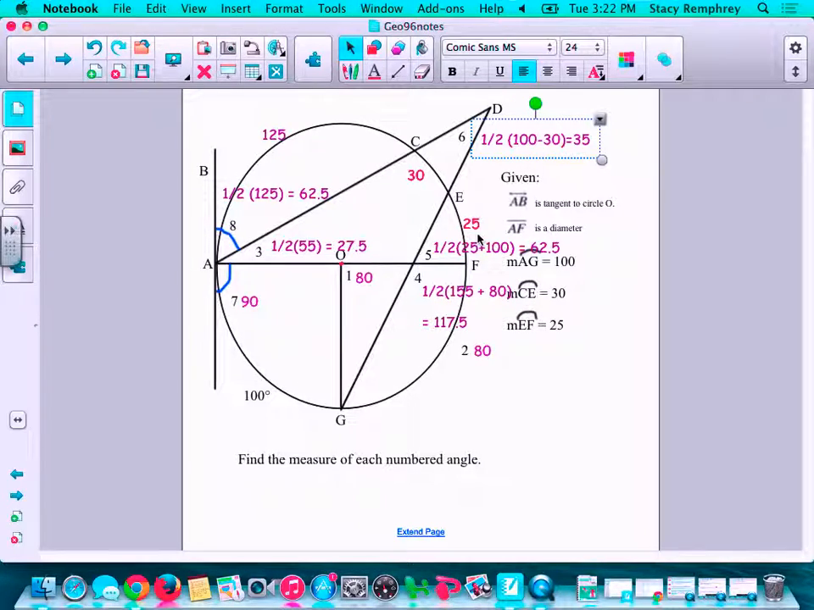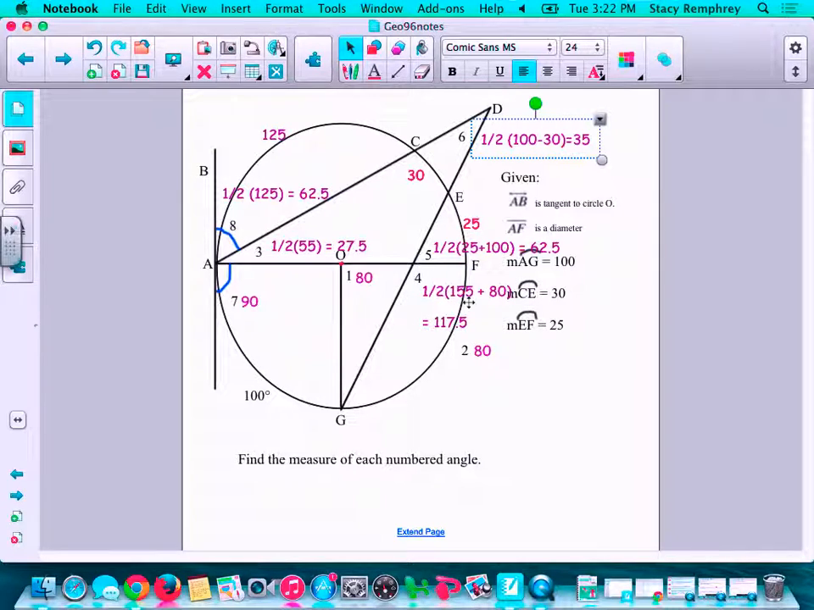We were given these red arcs right here. And so to get arc AC, I just did 180 minus 55. That's where this 125 came from. Let's go. We did 1 and 2, 3. This is an inscribed angle, angle 3. So it's half the intercepted arc, 30 plus 25, so that's where that came from.